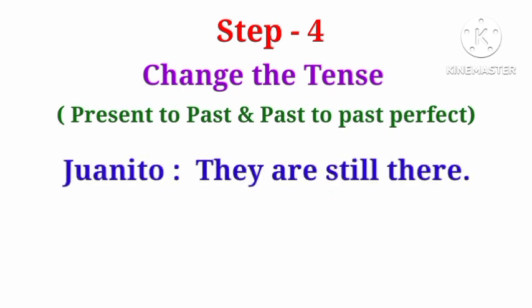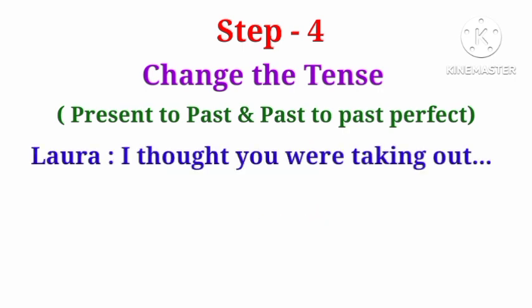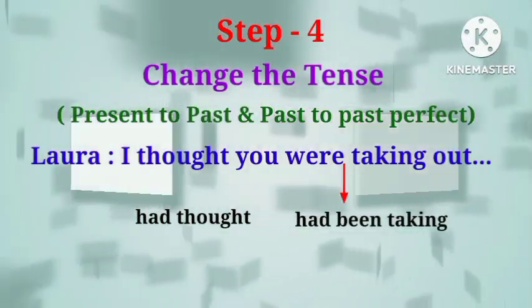In this sentence, the auxiliary verb are will change into were. Laura said, I thought you were taking out the telescope. In this sentence, thought is already a past verb and were taking also is past. So they will change into past perfect and past perfect continuous tense. So thought will become had thought, and were taking will become had been taking.